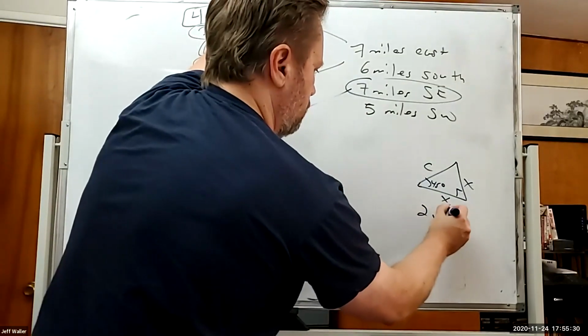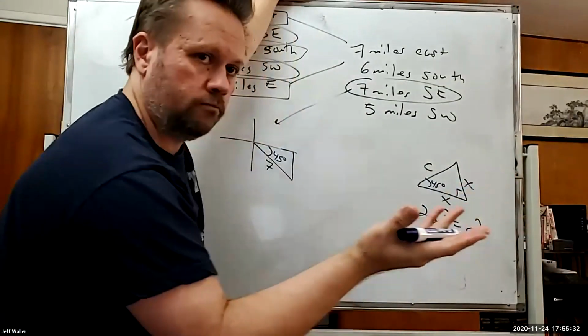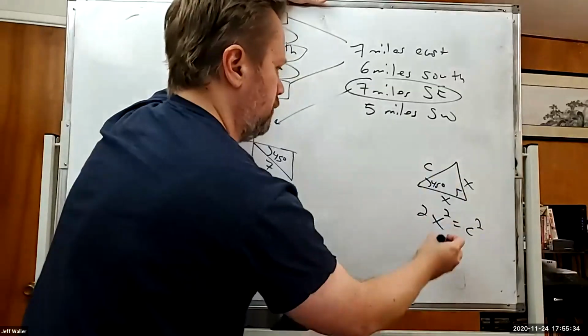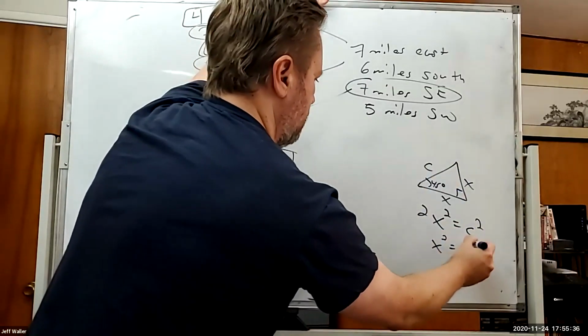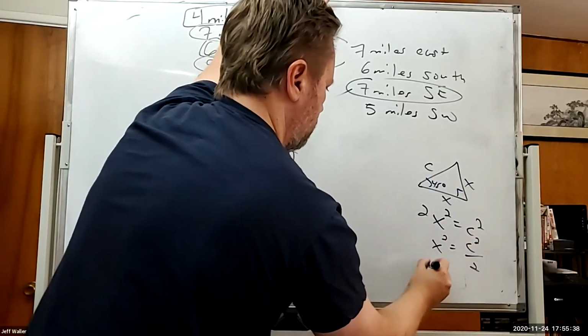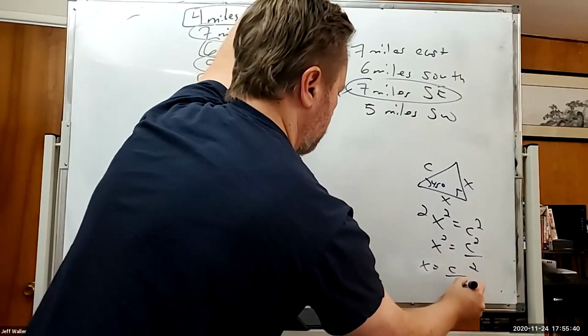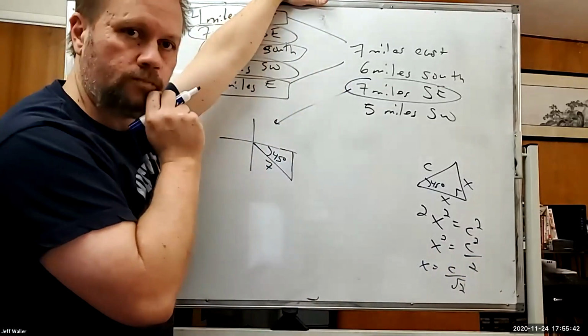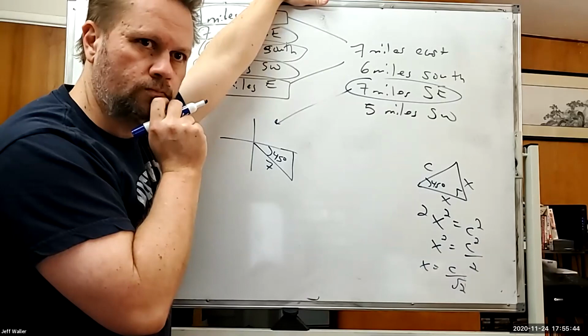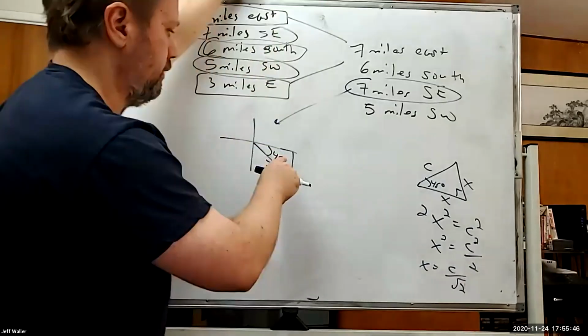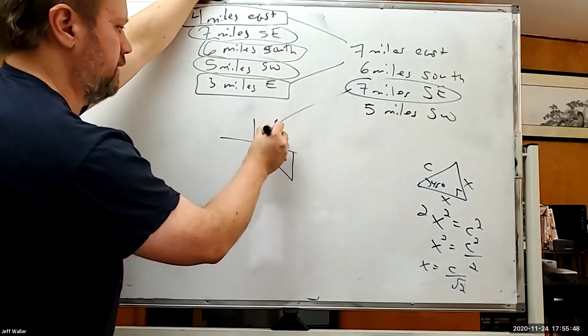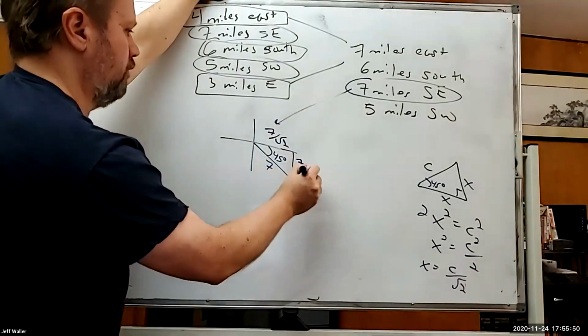This will be 2x squared equals c squared. Is that cool? x squared plus x squared equals c squared, so x squared equals c squared over 2. So x equals c over square root of 2. Okay, I like it. So this will be 7 over rad 2, and this will be 7 over rad 2.